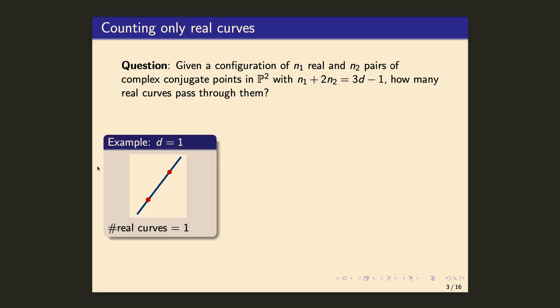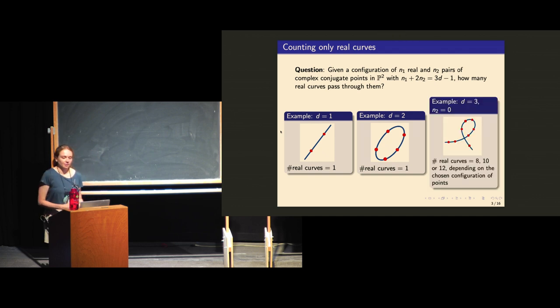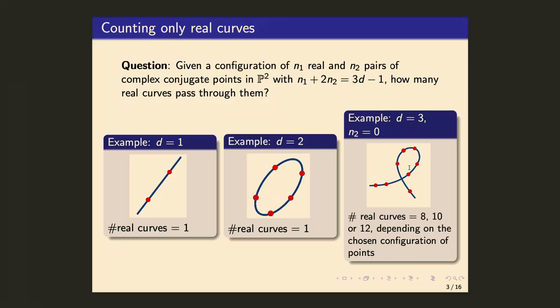Again, when d is equal to 1, this is 1. When d is equal to 2, the argument you did on Tuesday also works to show that this only curve is actually defined over the real numbers. But when d is equal to 3, and now I set n2 equal to 0, so there are no complex conjugate points in there, then the number of real curves could be 8, 10, or 12, depending on the chosen configuration of points. But we also saw on Tuesday that counting things with the local degree, which was 1 or minus 1, so when we were doing a signed count, then we would get a number which doesn't depend on the setup, here on the point configurations. And this also works here.